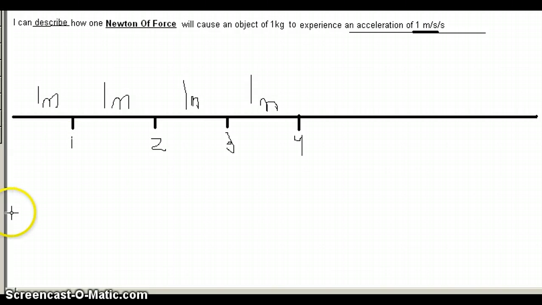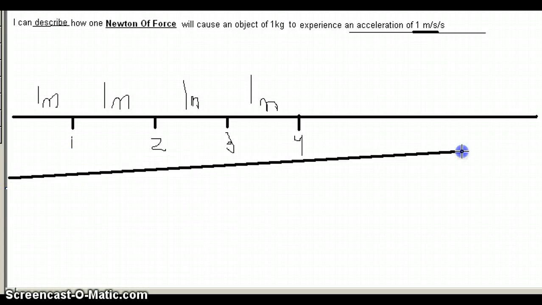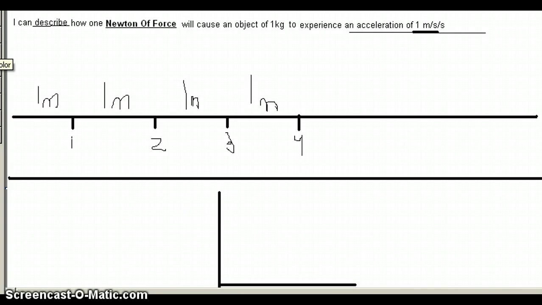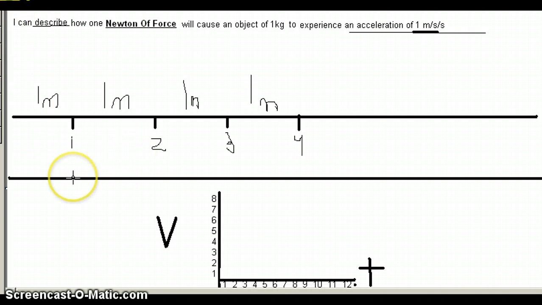Now, how would you show 1 meter per second per second? Well, let's go ahead and draw another timeline. Now start a velocity versus time graph. So here we have a velocity versus time graph. For 2 seconds, we are going to put the 1 meter per second, just to show what a 1 meter per second would look like on a velocity versus time graph.